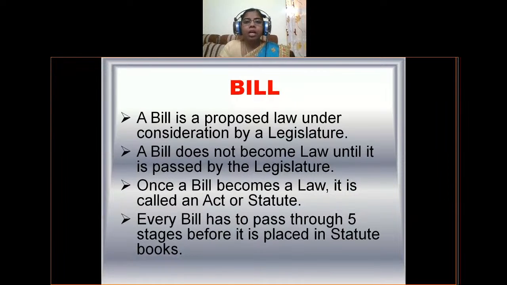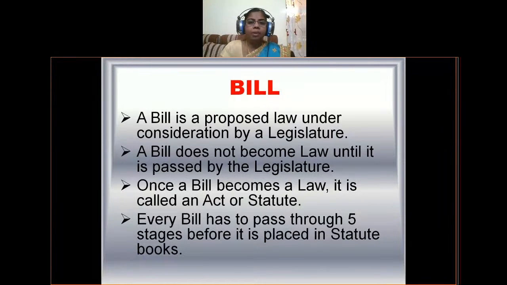So let us know what is a bill. Before law, it can be called as bill. What is bill means? A bill is a proposed law under consideration by a legislature. That means bill is a proposed law. It has to undergo 5 stages before becoming into a law.